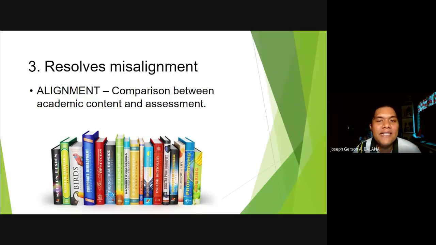Thus, it resolves misalignment, because misalignment is where waste of energy, waste of time, and waste of competency is present. Now, what is taught must be tested. What has been learned must be evaluated. There must be some sort of congruence or parallelism. No? Kung unsay gitudlo, mura sa itong i-test.